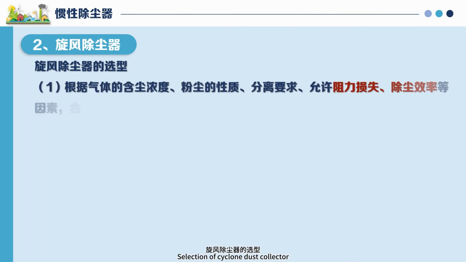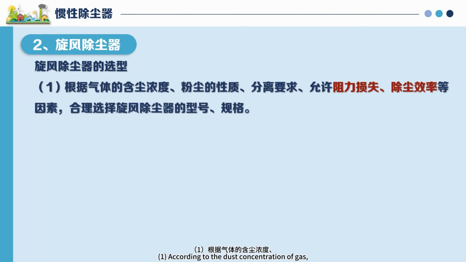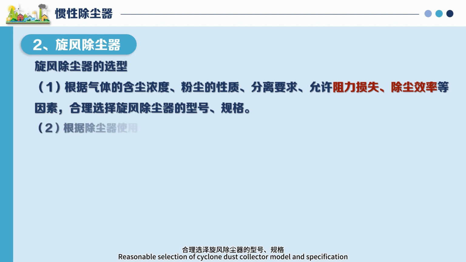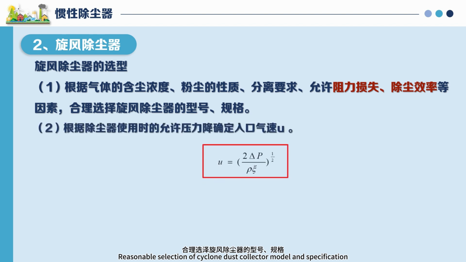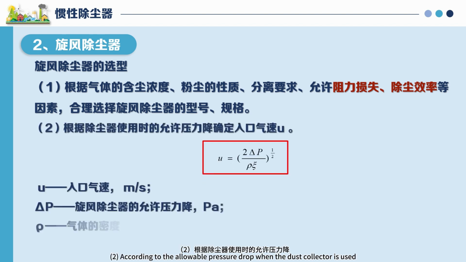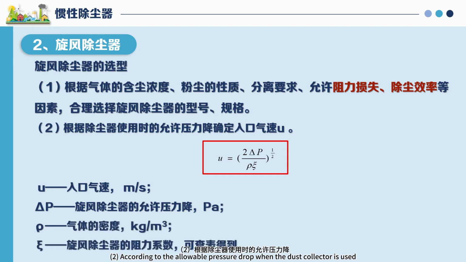Selection of cyclone dust collector. 1. According to the dust concentration of gas, properties of dust, separation requirements, allowable resistance loss, dust removal efficiency and other factors, reasonably select the cyclone dust collector model and specification. 2. According to the allowable pressure drop when the dust collector is used, determine the inlet gas velocity. This formula can calculate the inlet gas velocity.